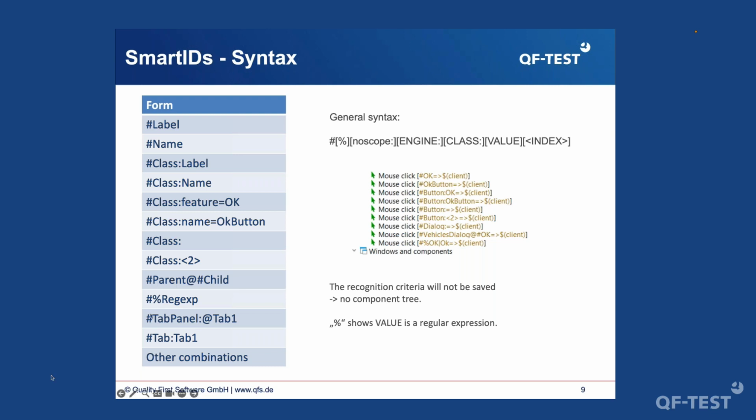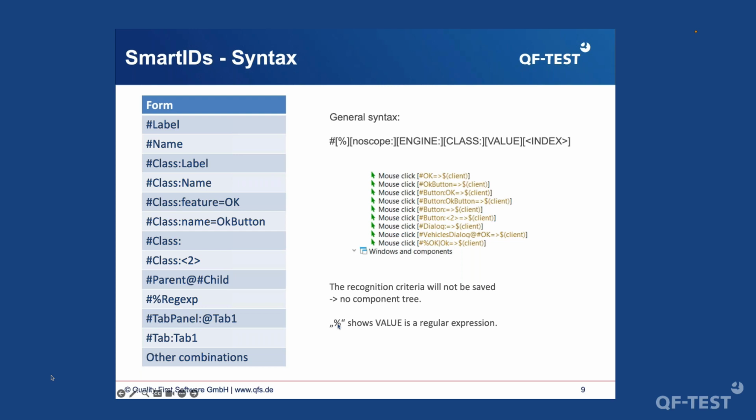Then we have additional ones, like here, for example, if you want to click a specific tab in a tab panel, you simply write hash tab panel : and then add, and then tab 1 is equal to the text which is displayed on the tab. So this is also working. Like we have other combinations.